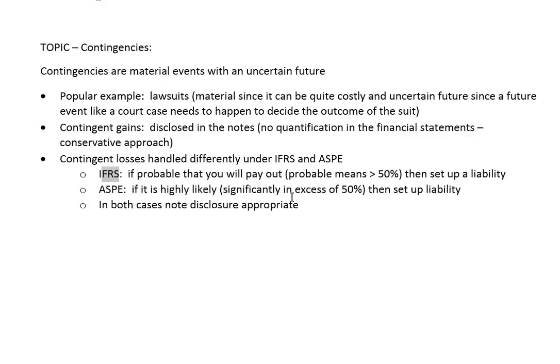Under ASPE, Accounting Standards for Private Enterprises, the standard is a bit more relaxed. Only if it's significantly or highly likely, significantly in excess of 50%. So what do we mean by significantly? Well, the company would have to define that for us. Is it 80%? Is it 90%? They would have to define that. All right, but whatever that significant percentage in excess of 50% is, only at that point, when it hits that highest level of likelihood, would we have to set up a liability in terms of quantifying it in the statements.